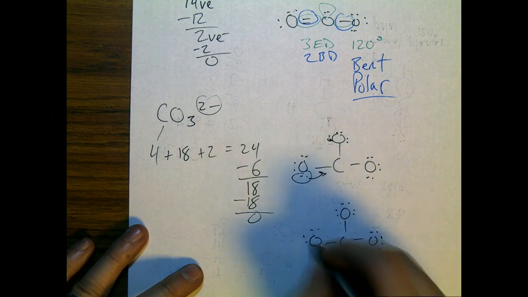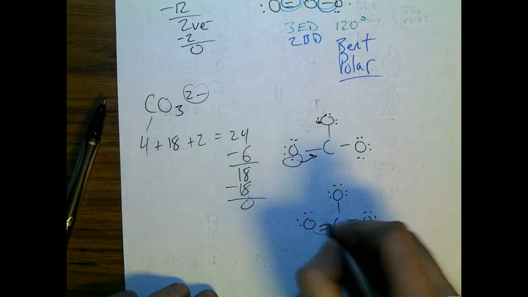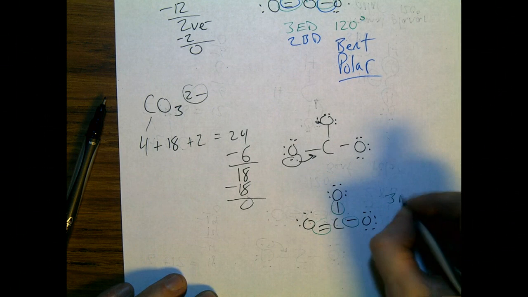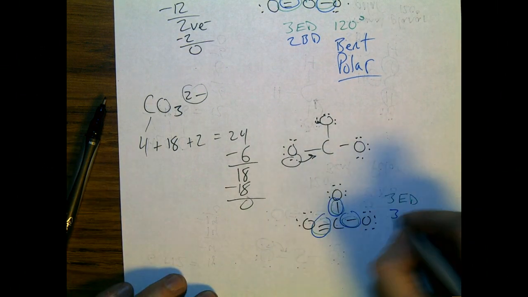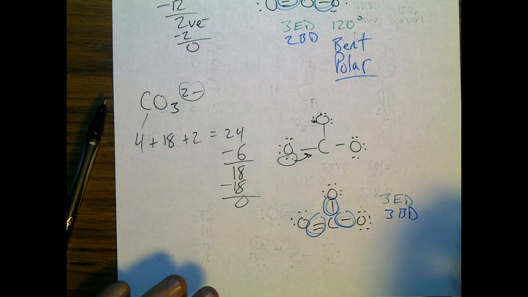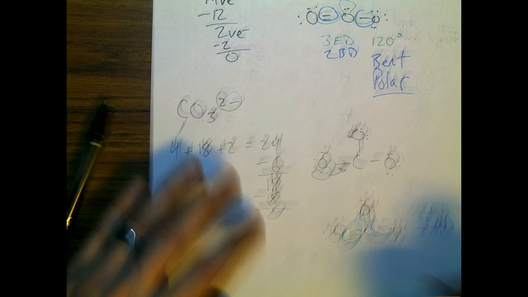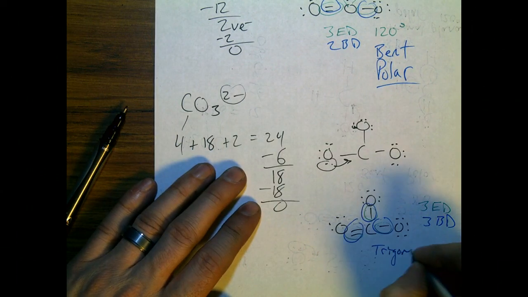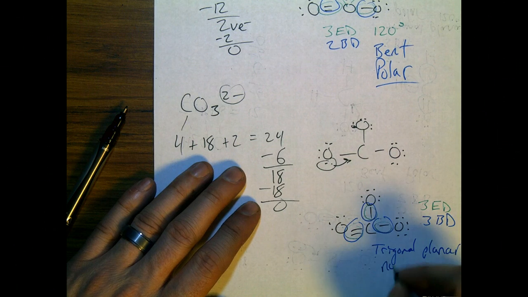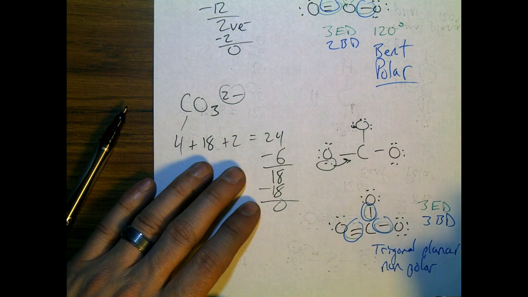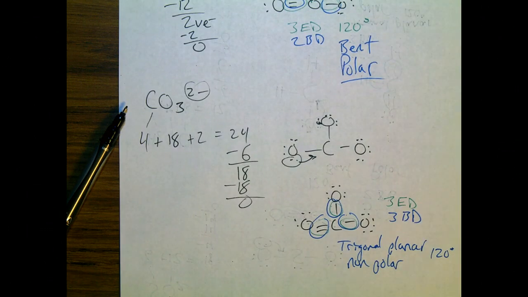And when I count my, oops, forgot the double bond right there. Count the electron domains, 1, 2, 3, 3 electron domains. Count the bonding domains, 1, 2, 3, 3 bonding domains. I look at this and I go, oh, okay, so if I use my chart, 3, 3, trigonal planar, 120. So trigonal planar. And if it's trigonal planar, if they're all the same on the outside, we know it's nonpolar. And it's 120 degrees for each of those. Okay, next one. That's carbonate.